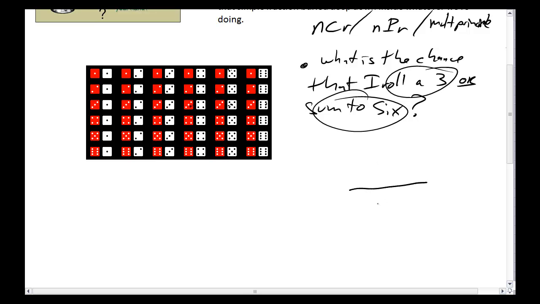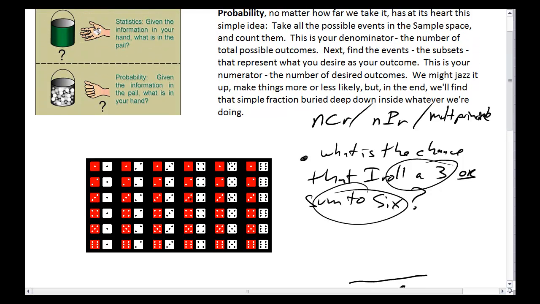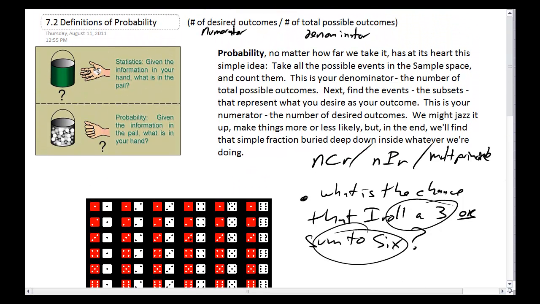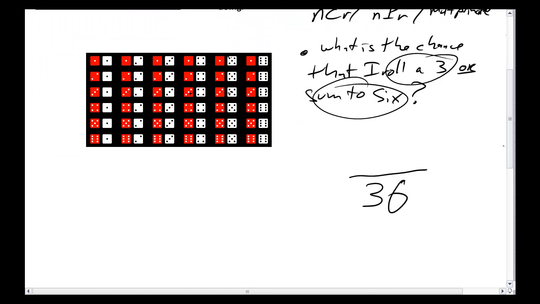Once you know something about a particular system that you're dealing with, a particular set of experiments, you always know what the total possible outcomes are. With dice, it's always going to be 36 when you're rolling 2 of them. Then you're just going to have to figure out what your condition on top is. What is the chance that you roll even?